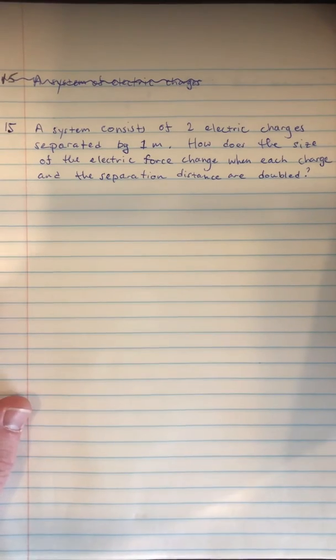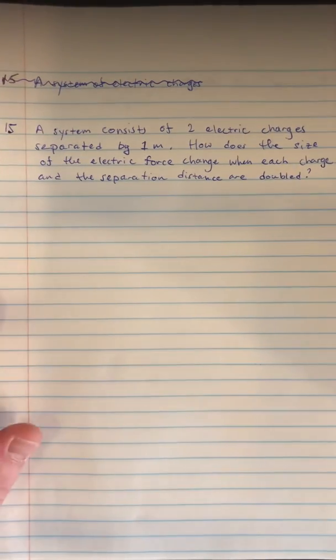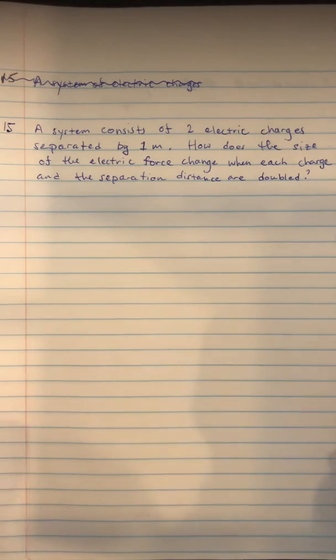So the first question I asked you guys to do was question number 15, which says a system consists of two electric charges separated by 1 meter. How does the size of the electric force change when the charge and the separation distance are all doubled? Please explain. So first, I want to make sure you guys understand what the situation is.